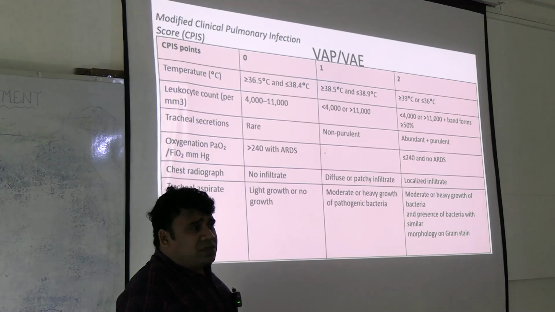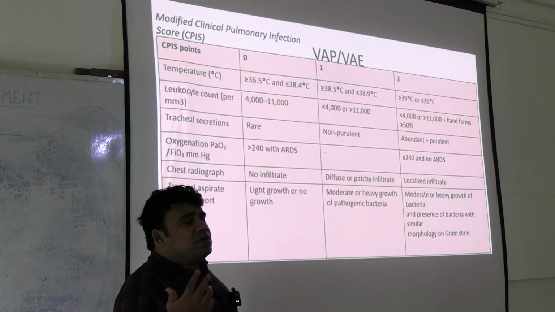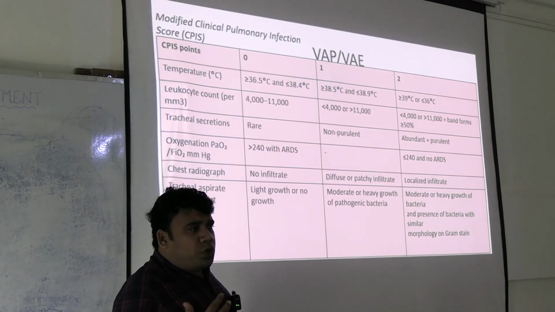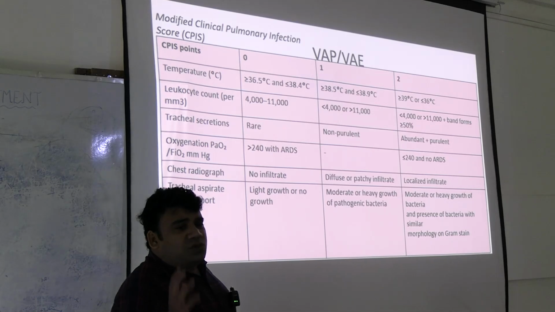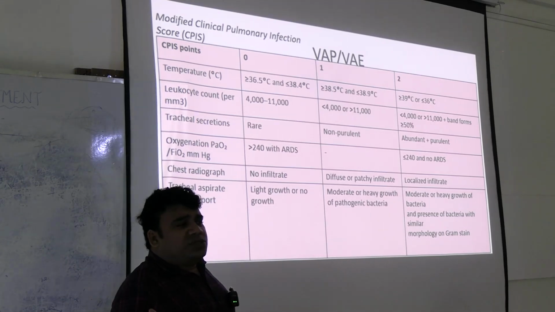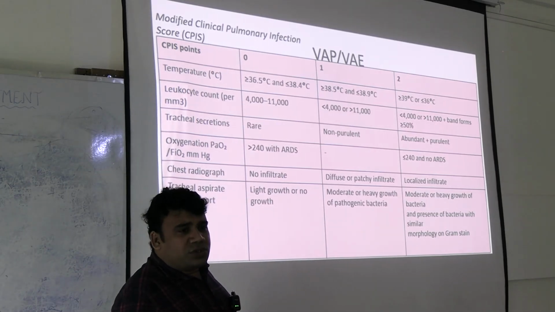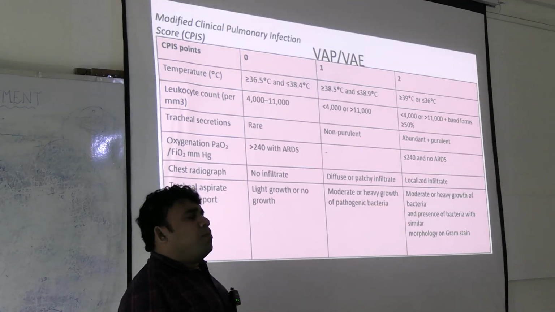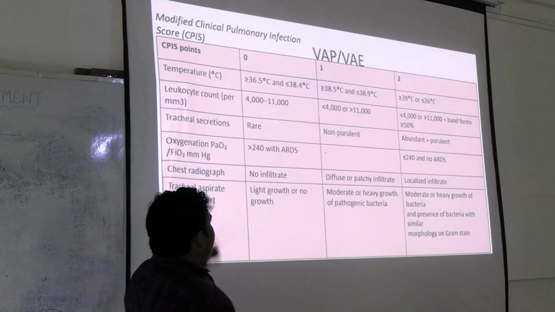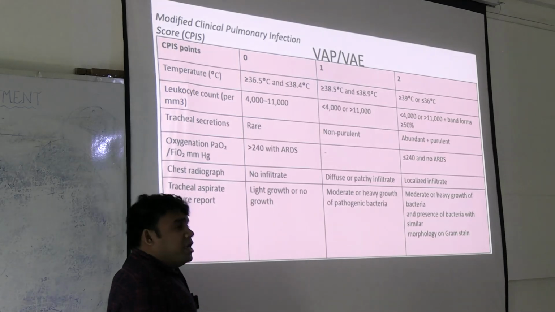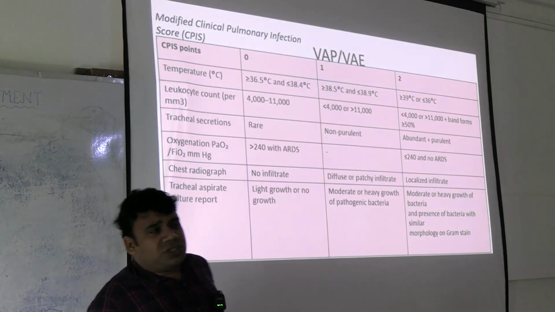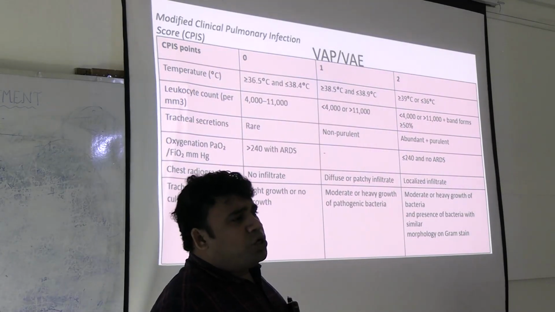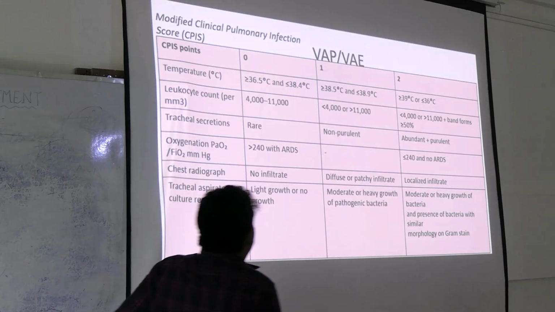Oxygen requirement, that is, if there is an inflammatory process going on in the regions where blood oxygen exchange is occurring, what will happen to the oxygen saturation? It will decrease. To compensate, you need to increase the partial pressure of oxygen. That is also called as the FiO2 requirement. So if an infective process is ongoing, FiO2 requirement will increase.